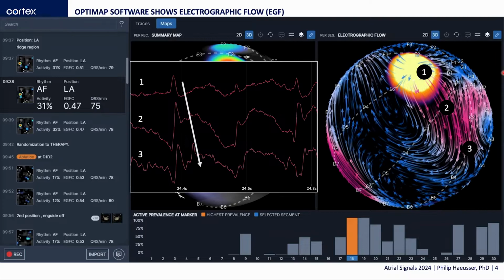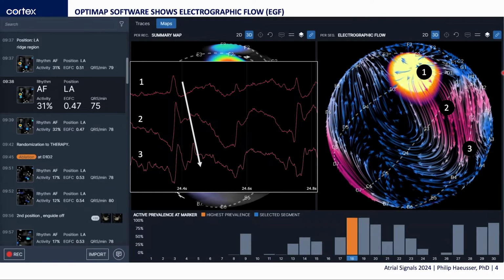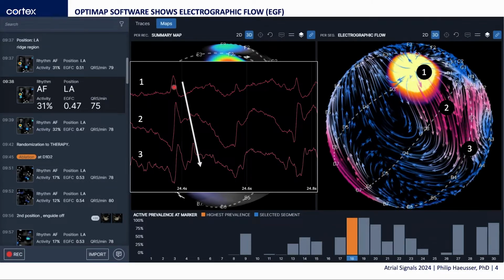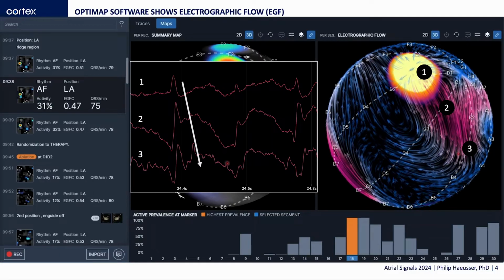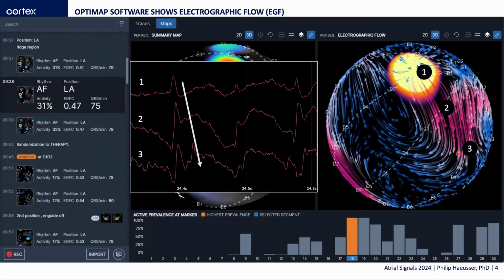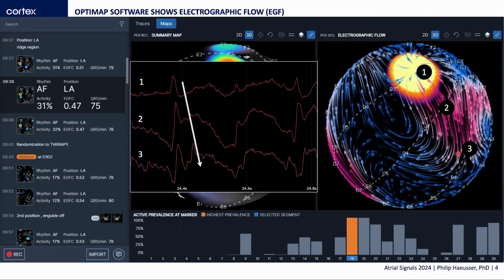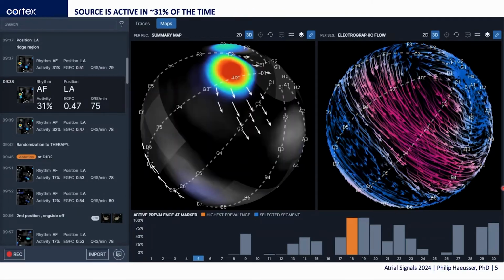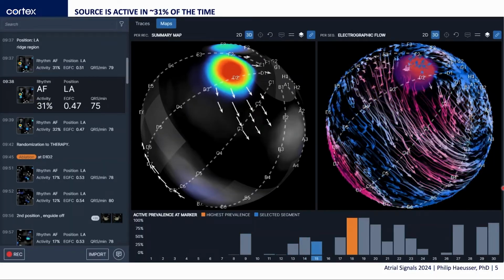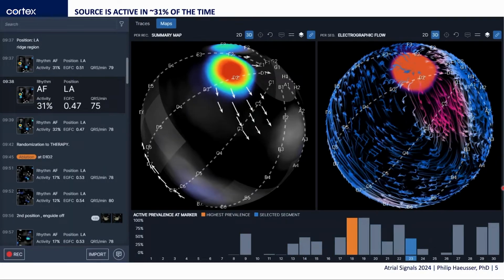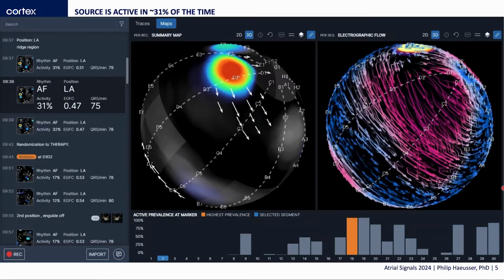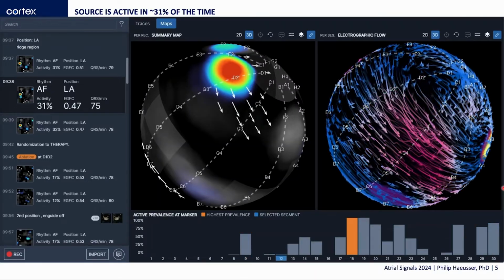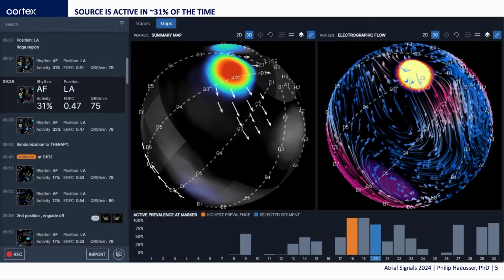So what does this mean? Electrographic flow tracks gradients in the EGMs in space and time. As you can see, these EGMs are not easy, so this would be a challenge for traditional activation mapping. And I'll show you more details later. You can scroll through the segments like this and get an impression of what this patient's AF looked like during this minute. And you may notice this bright spot at the top.